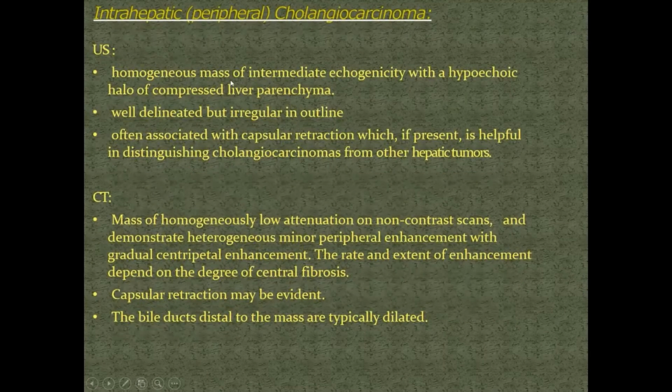In the intrahepatic cholangiocarcinoma, the ultrasound will reveal a liver mass, usually with an intermediate hypoechoic appearance. It's well delineated but usually has an irregular outline. The most important finding is to look for capsular retraction, which if present is highly suggestive of cholangiocarcinoma rather than other hepatic tumors. On CT there will usually be a hypodense mass demonstrating heterogeneous peripheral enhancement, and on delayed images there will be gradual centripetal enhancement. Again, looking for capsular retraction is the most important, and usually distal to the mass, the bile ducts will be dilated.